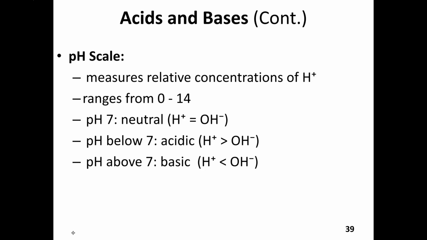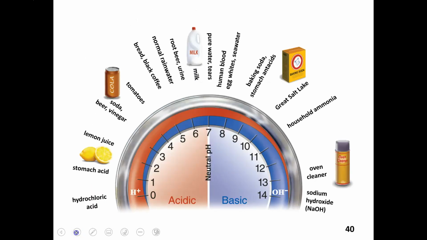The pH scale ranges from 0 to 14. I'm going to go to the next slide because it shows a pH scale. So here we have 0. Hydrochloric acid is at about 0. And then you can move up to stomach acid, which is anywhere from 1 to 2 pH. As you move this way, you're becoming more and more basic. So pure water has a pH of 7.